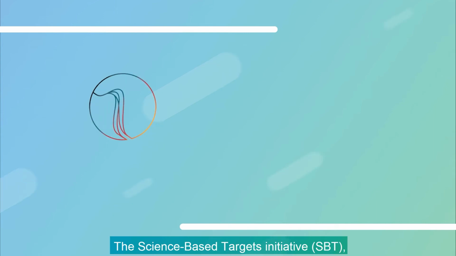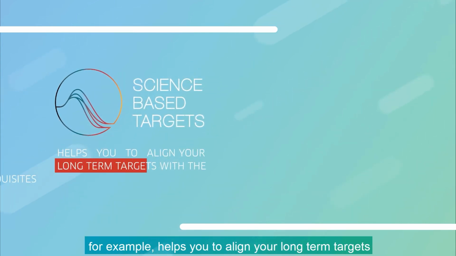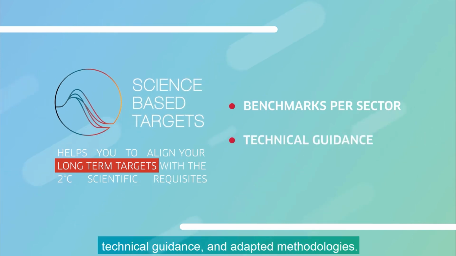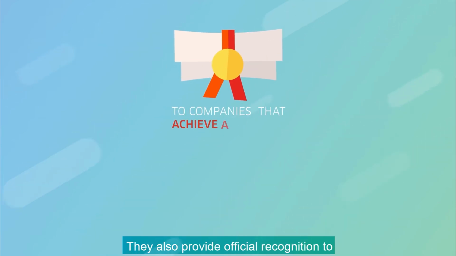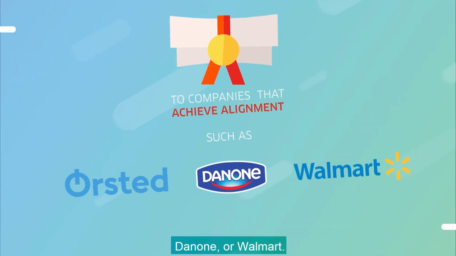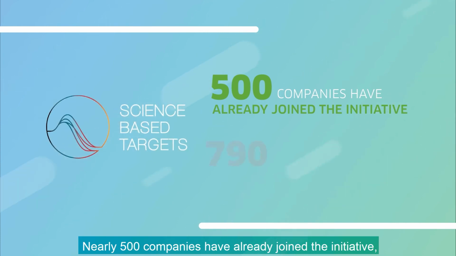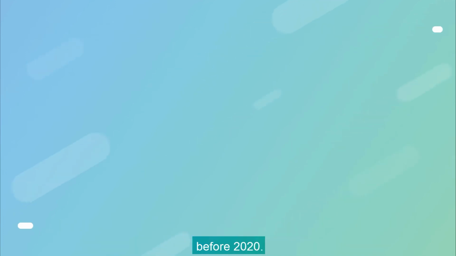The Science Based Targets Initiative, SBT, for example, helps you to align your long-term targets with the 2 degrees centigrade scientific requisites by offering benchmarks per sector, technical guidance, and adapted methodologies. They also provide official recognition to companies that achieve alignment, such as Ørsted, Danone, or Walmart. Nearly 500 companies have already joined the initiative, and 800 more will have their own science-based targets before 2020.